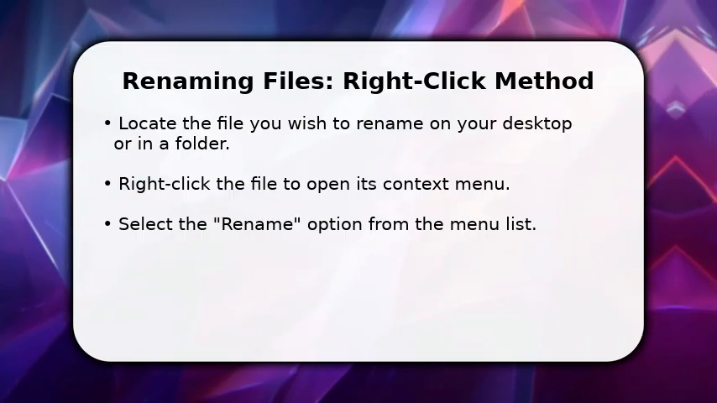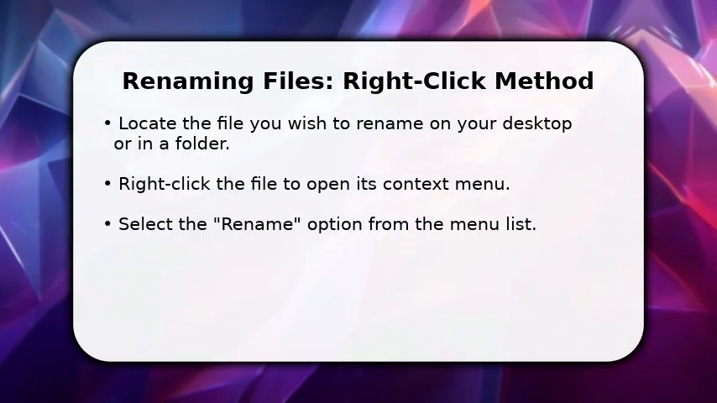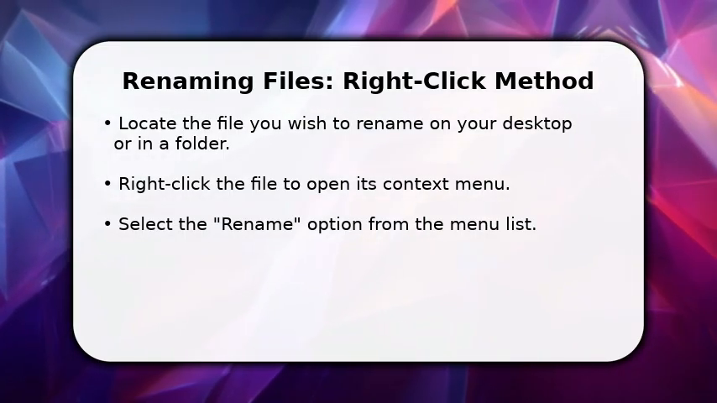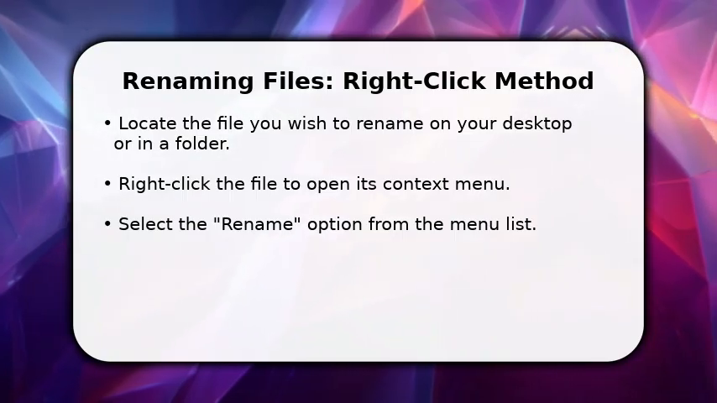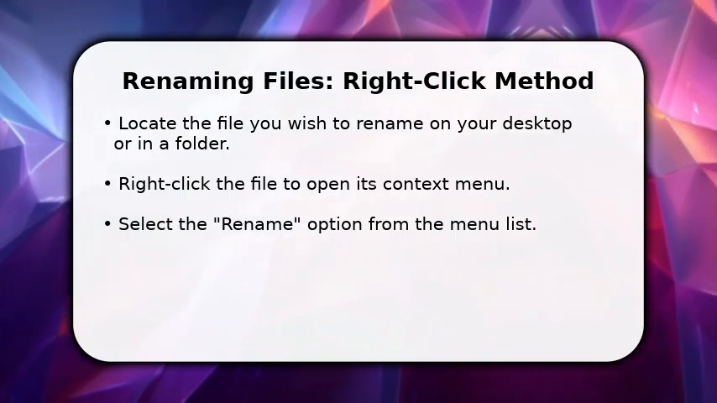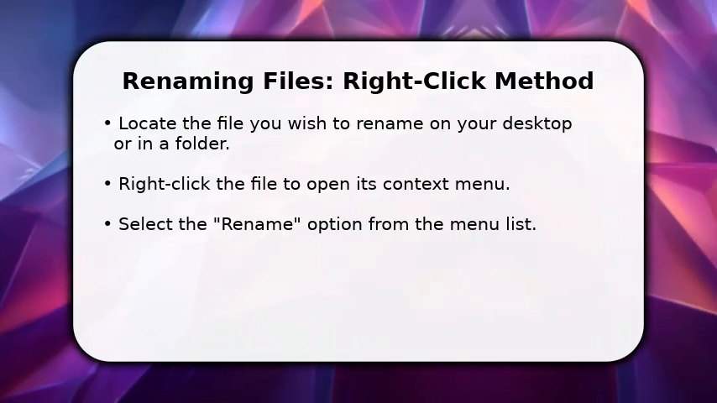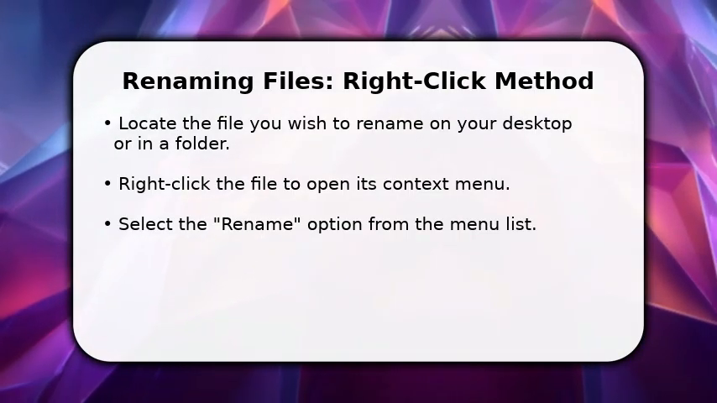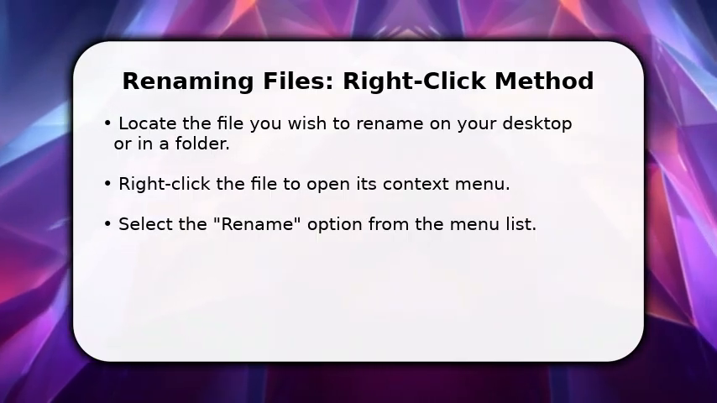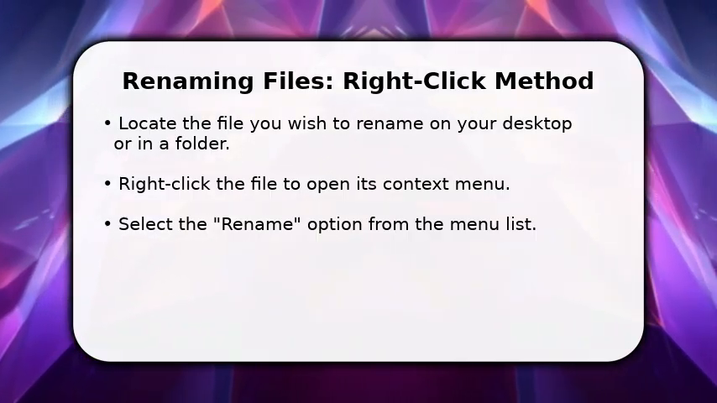First, navigate to the file you want to rename, whether it's on your desktop or deep within a folder. Once you've found it, simply right-click on the file. A menu will appear, and you'll see an option labeled Rename. Click this, type in your new name, and then hit the Enter key to finalize the change. It's a straightforward process that takes just a few seconds.